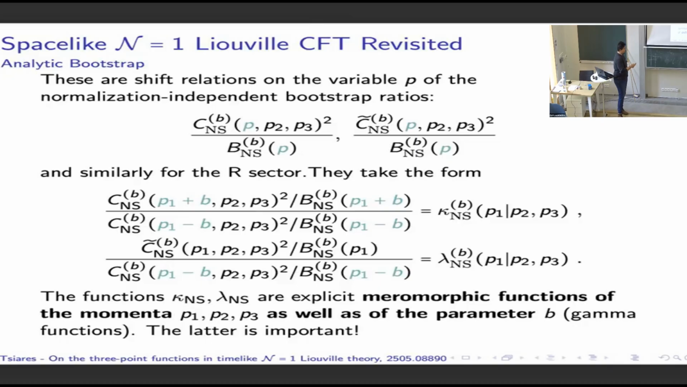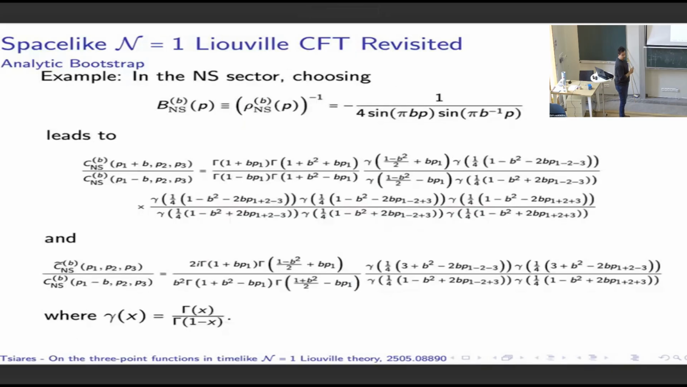This is exactly the same strategy, by the way, by which one obtains the usual DOZZ formula. So what we're going to find is shift relations of these normalization independent bootstrap ratios, I call them, which is the OPE coefficient squared divided by the 2-point function in the NS sector, the one guy, and the C tilde, the other guy, divided again by the 2-point function, and similarly for the R sector. In particular, these shift relations take the form of ratios of these bootstrap ratios. In the numerator, the first ratio is shifted by b. In the denominator, the second ratio is shifted by minus b.